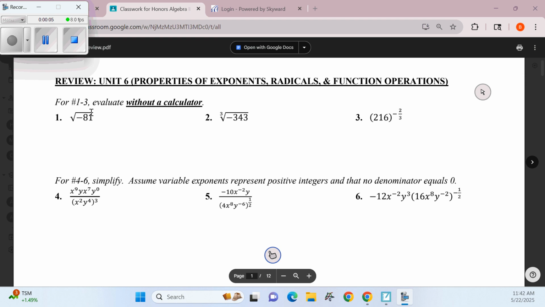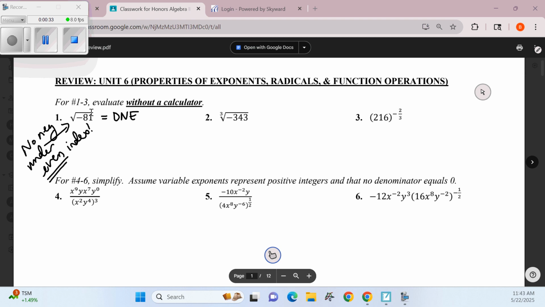Final exam review problems here in the packet, starting with number 1. What I'm really looking for you to recognize here is that we can't have a negative under an even index. This would involve imaginary numbers, which we have not talked about since Unit 3 back in first semester, so we would just simply say at this point, does not exist.